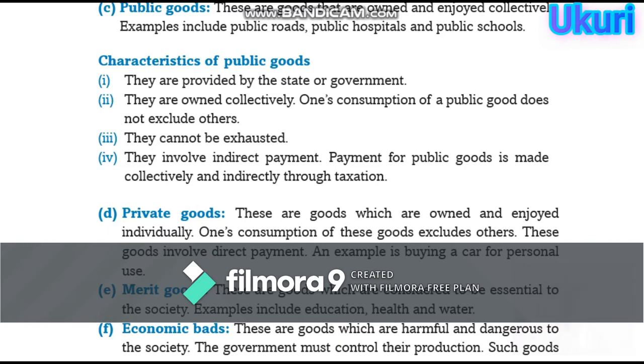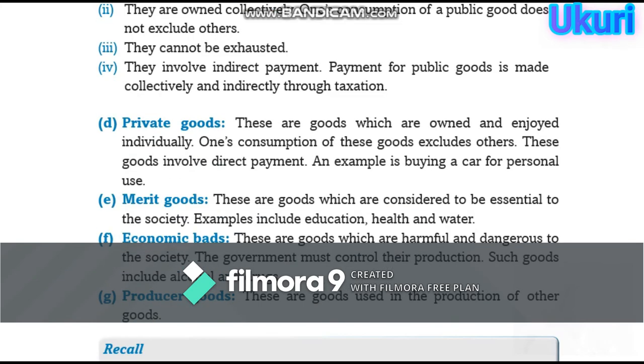There are number D, private goods. What are the private goods? If public goods are there, then even private goods can be there. So, private goods are goods which are owned and enjoyed individually. Goods are owned by an individual person. One's consumption of these goods excludes others. That's mine, not for them.